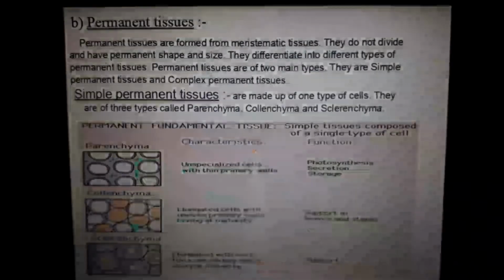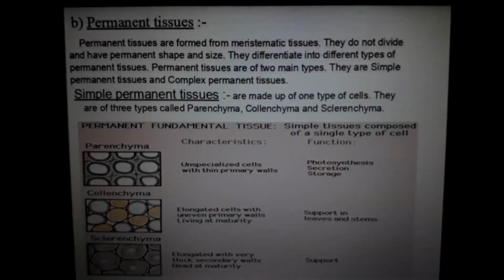Now the second one is permanent tissues. What are permanent tissues? Actually, permanent tissues are also formed from meristematic tissues. But at a particular time, their growth is finished. They stop their growth. Basically, what are the duties of meristematic tissues? Their duty is to increase the length of the plant and the thickness of the plant.